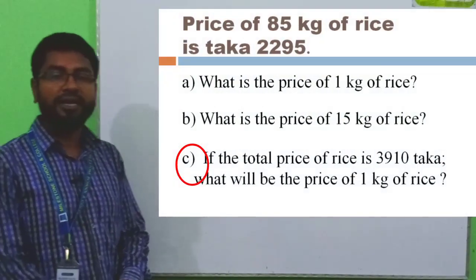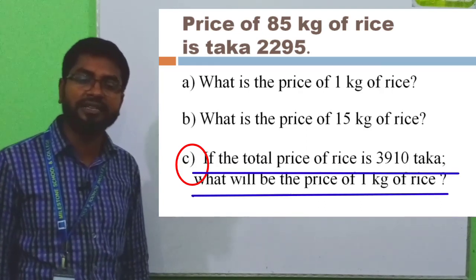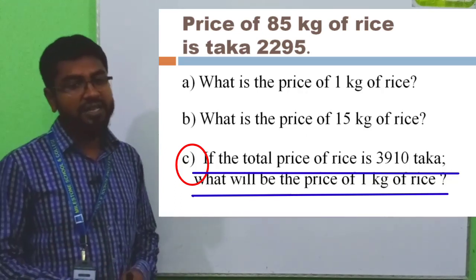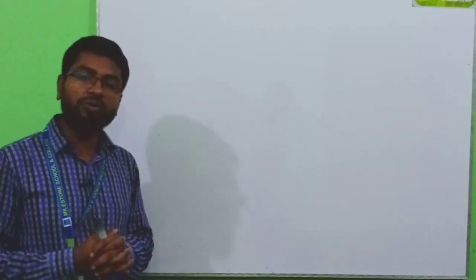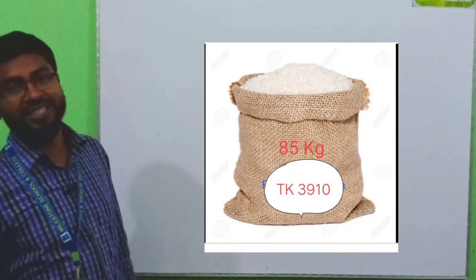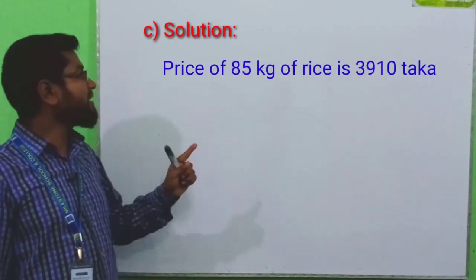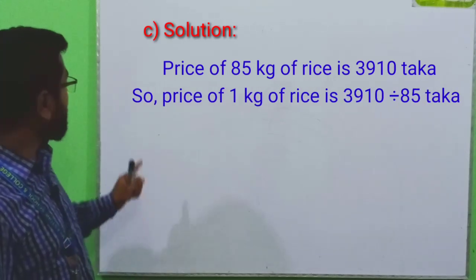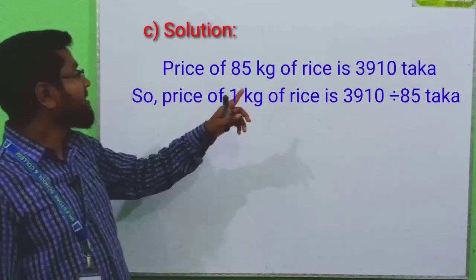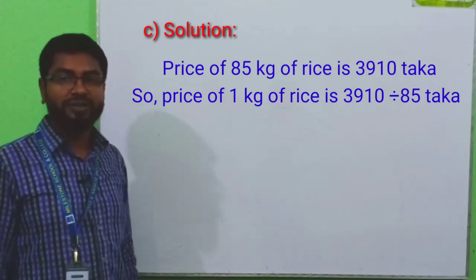Now C number. If the total price of rice is 3,910 taka, what will be the price of 1 kg of rice? Same process. So what was the total amount of rice? Yes, 85 kg of rice. So we will write the price of 85 kg of rice is 3,910 taka. So next line we will write, price of 1 kg of rice, what should we do? Yes, divide. 3910 taka divided by 85.